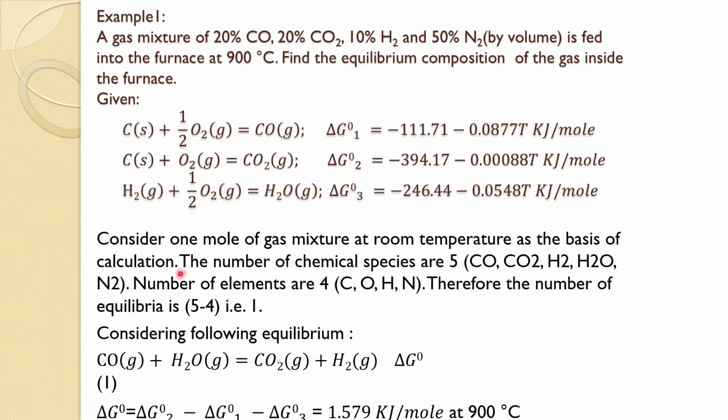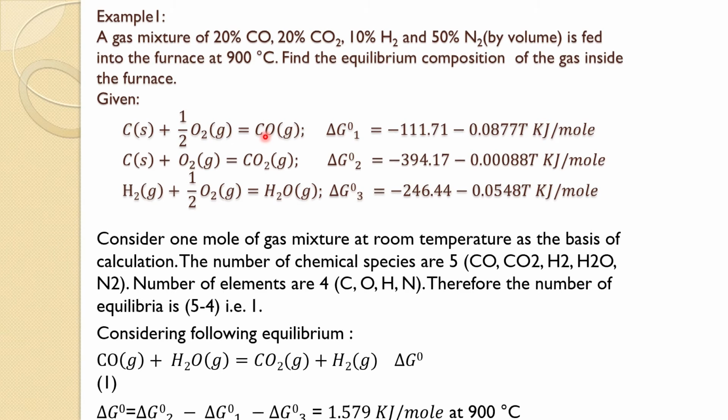Now, because there are about 5 chemical species and 4 elements, we should have one independent equilibrium. So, we consider the equilibrium between these 5 species: CO plus water giving CO2 plus hydrogen. Nitrogen anyway is not going to change. So, this would be the equilibrium reaction, and we have to find the equilibrium composition. The free energy data are given.